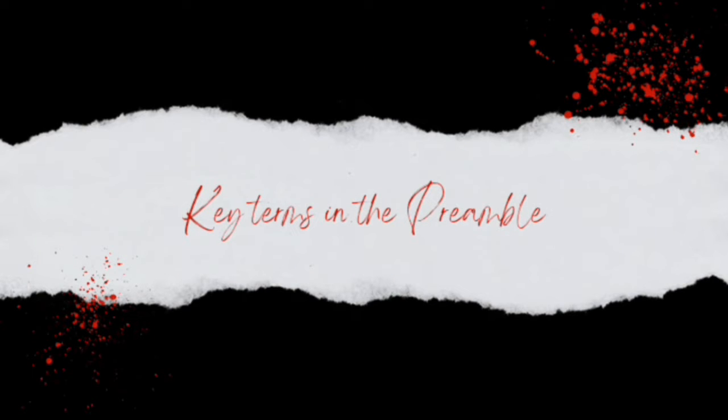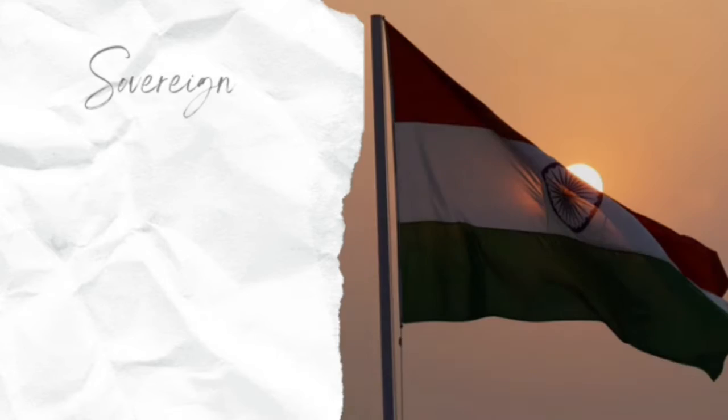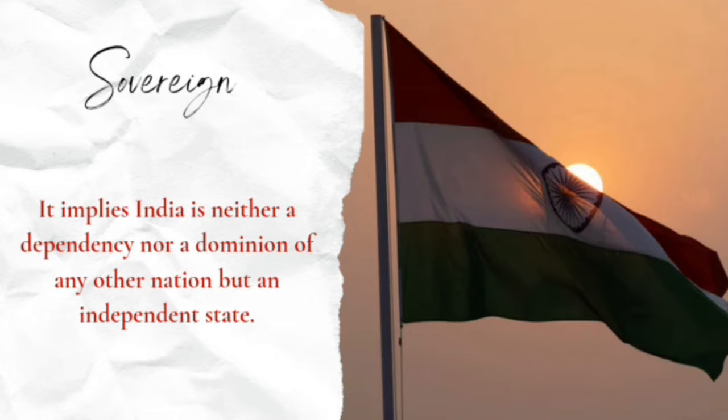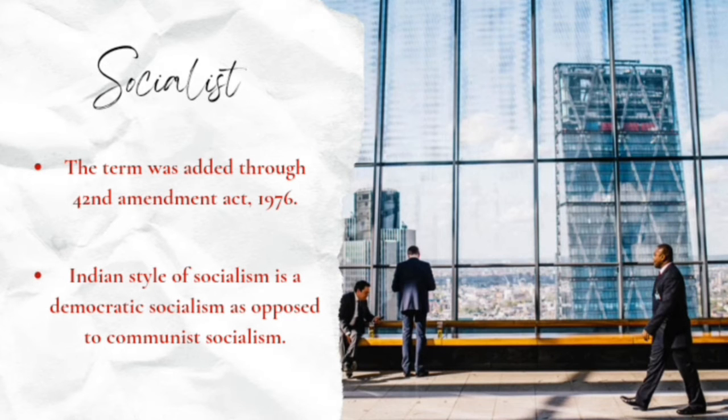Now let's dive into the key terms in the preamble. Sovereign means that India is an independent state and isn't under any other country. Socialism is nothing but a political and economic theory of social organization which advocates that the means of production, distribution, and exchange should be owned or regulated by the community as a whole. Like the communist socialism, India's socialism is a democratic form of socialism. This objective of a socialist economy was added to the preamble by the 42nd Amendment Act in 1976.